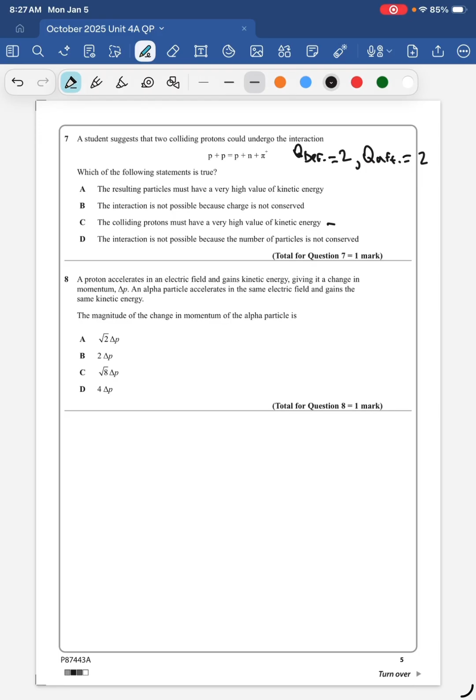And then D, the interaction is not possible because the number of particles is not conserved. Back in the very early days of physics, this was a problem because people thought that the number of particles is conserved. We're talking about more than 100 years ago. But then, due to relativity, people concluded that you can change the number of particles in reactions. So C is the correct answer.